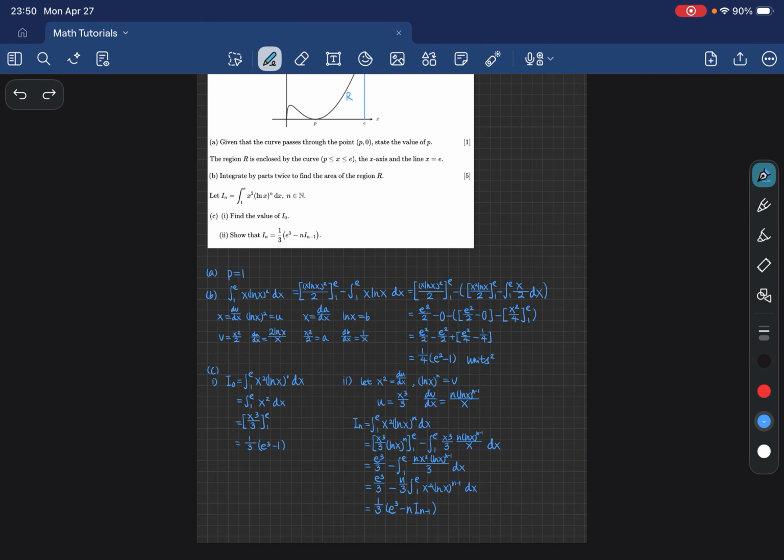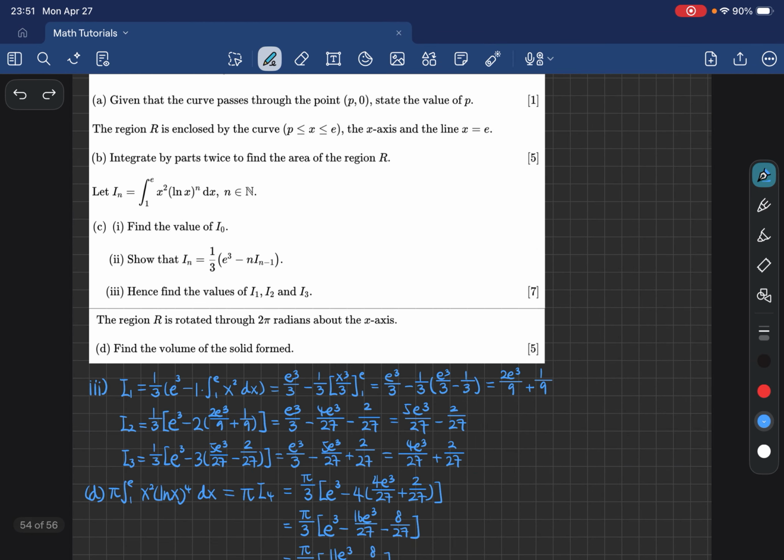So this full question so far is mainly about integration by parts and knowing how to algebraically manipulate something to make it look like what the question wants you to see. Sorry, what the question wants you to show.